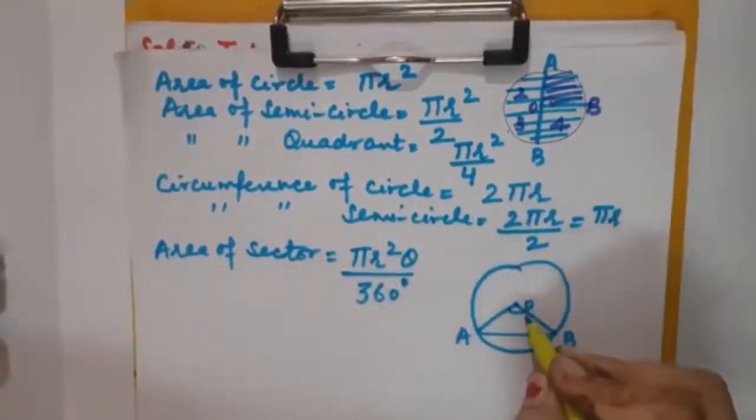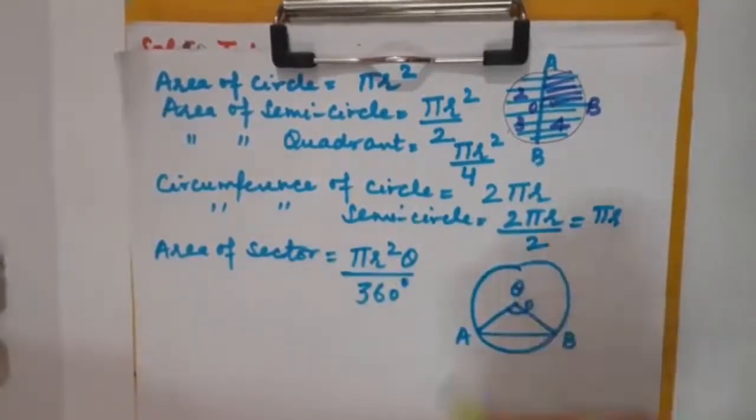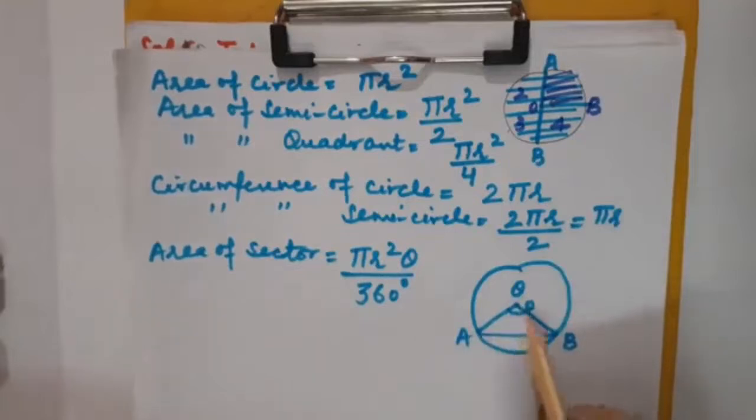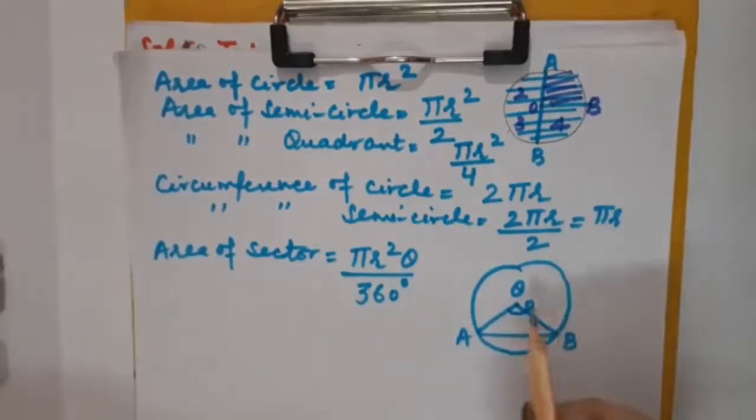Always remember, children, you know what a sector is? A sector is the region bounded by two radii, that is OA and OB, as well as by an arc. So this is a minor sector, correct? How to calculate its area?